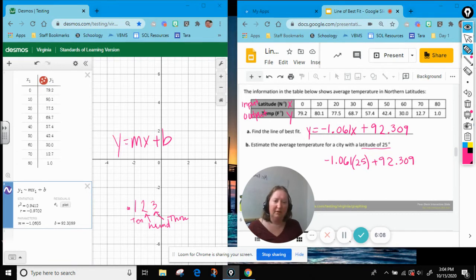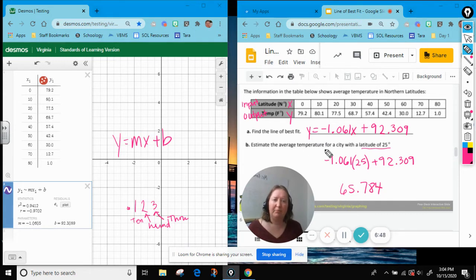Okay, and then, I mean, you can certainly do that math on the calculator. I have my handheld calculator, so I'm just going to type it in because I think that'll be a little bit faster. And then times 25. I did negative 1.061 times 25, hit enter, and then I'm going to add 92.309 to that. And I get a grand total of 65.784.